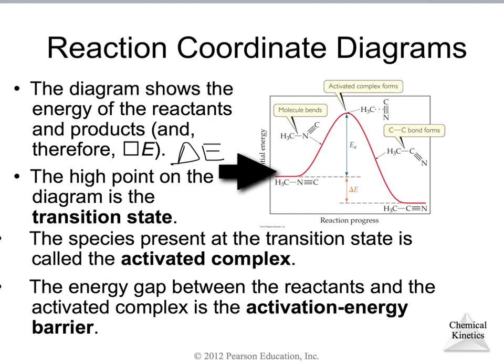Now, the high point on our diagram, right there, where our activated complex forms or where our intermediate is happening, we have a specific name for that, and that's called the transition state. So that highest point on my diagram, that minimum activation energy, we just call the transition state. The species present at the transition state, like we said, is called the activated complex, or you will also hear it as the intermediate. The energy gap, again, between the reactants and this activated complex is that activation energy, which we show as E sub A.